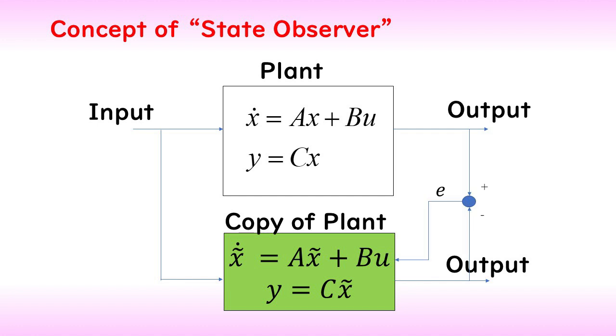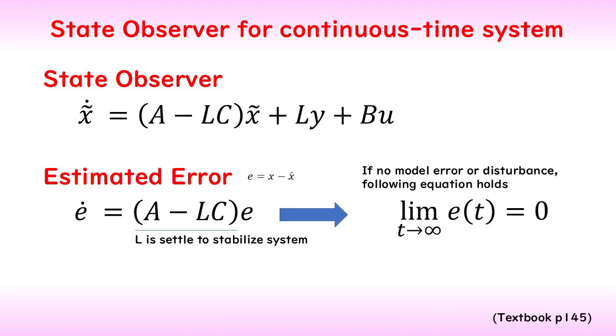In addition, the error feedback is used in the copy of the plant. Then the observer form is given based on the mathematical model. This equation shows the form of the state observer.